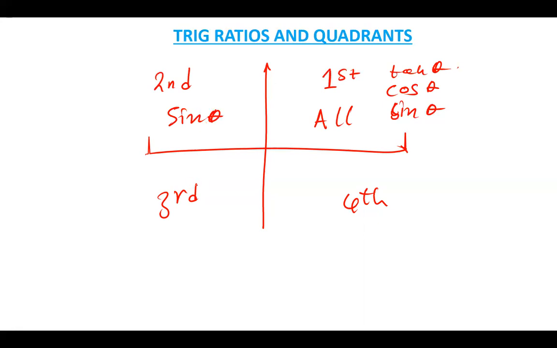In the third quadrant, only tan is positive. Tan theta is only positive in the third quadrant. And then in the fourth quadrant, only cos theta is positive.